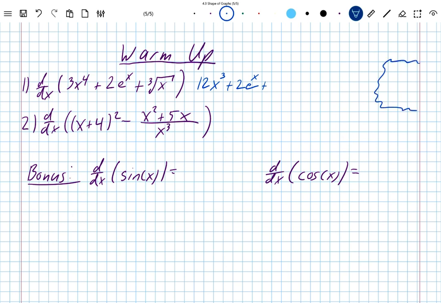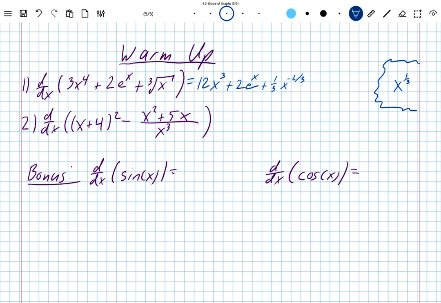Cube root of x can be written as x to the 1/3. So if I bring down that 1/3, I subtract 1 from a third, I get negative 2/3, and I'm done. Those are equal.